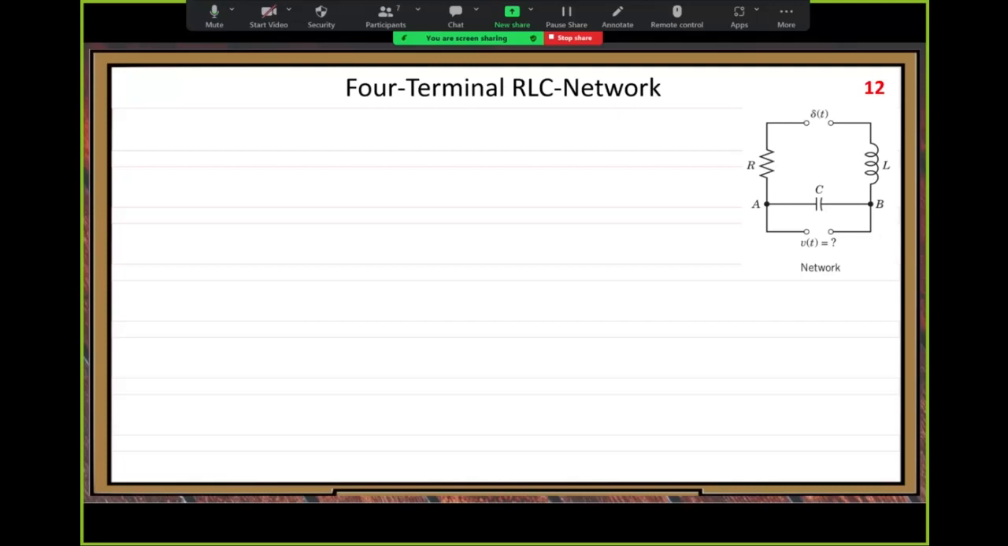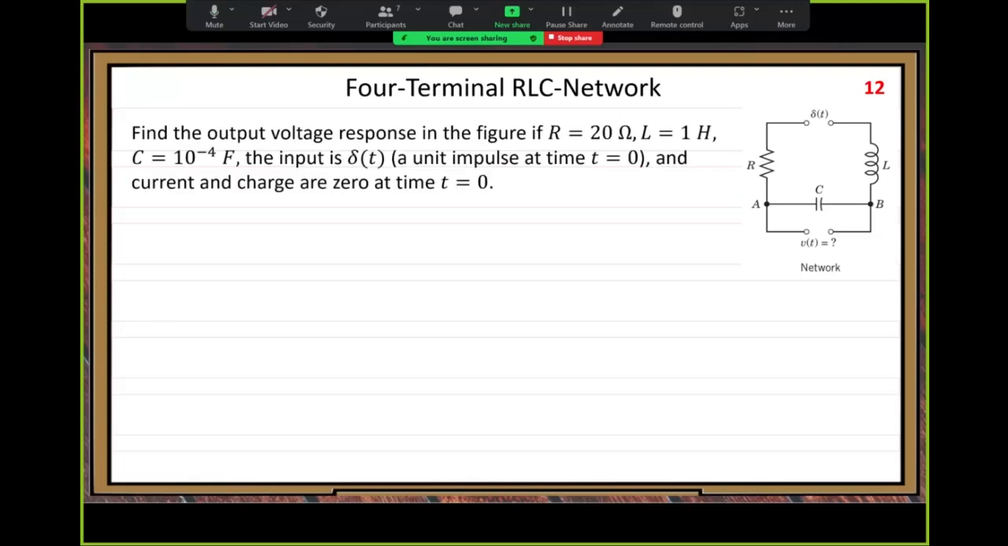So here, the experiment. First we set up this electric circuit like this. Then in the first two terminals, we apply the input as an impulse function, a delta impulse function. Then we want to measure the output, the voltage function at the output two terminals. So that's the original question: find the output voltage response in the figure if R, L and C are given, the input is a delta unit impulse at time t zero, and the current and charge are zero at time t zero.